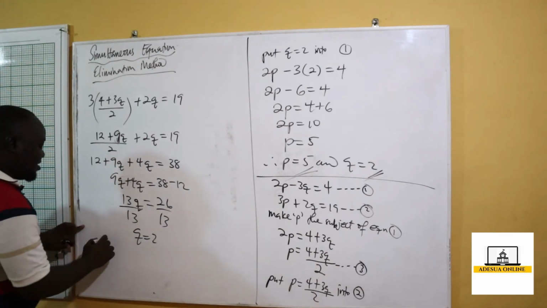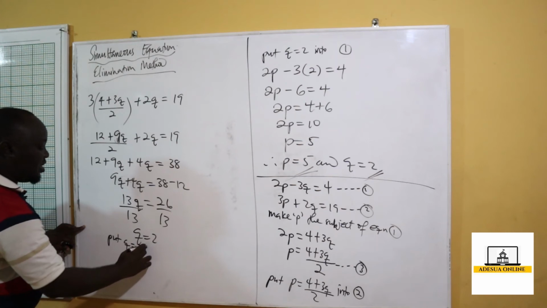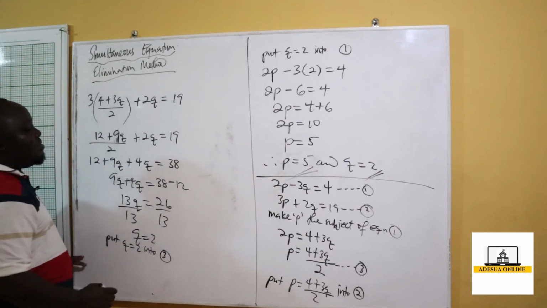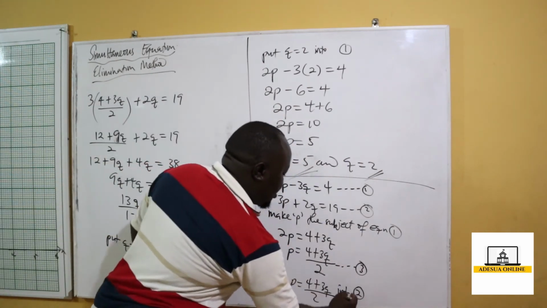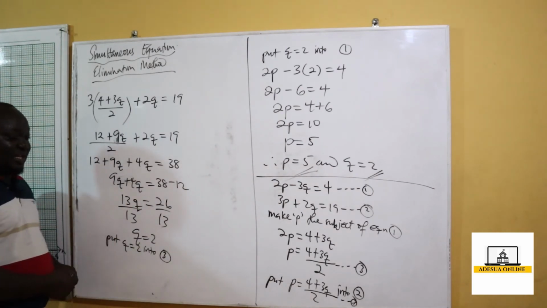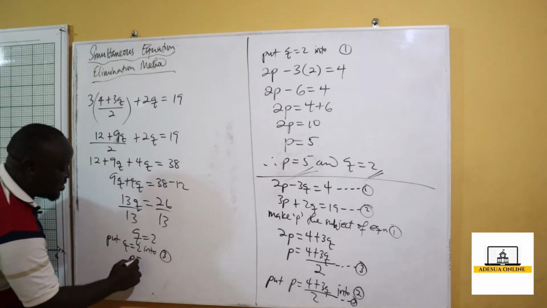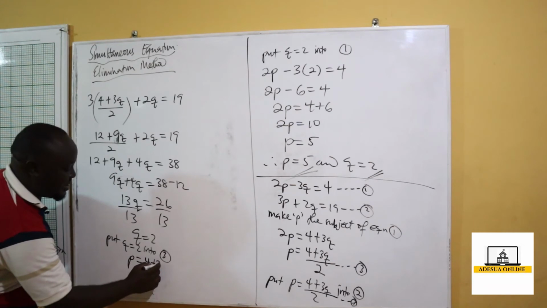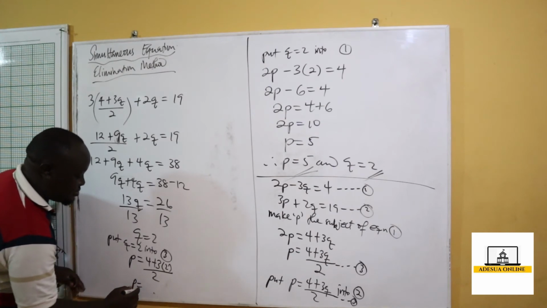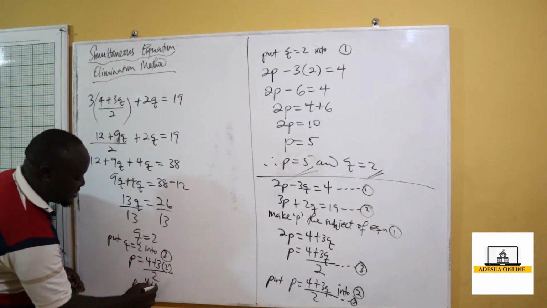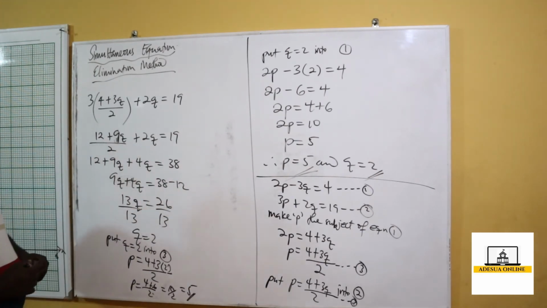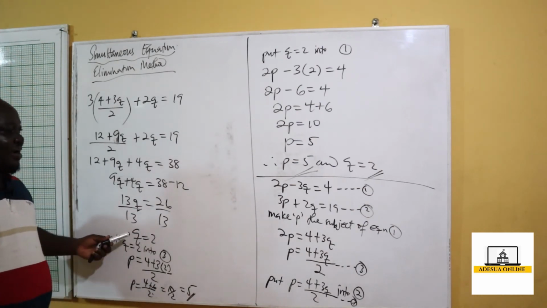So if we want P, we shall put Q equals 2 into equation 3. Let me make this equation 3. This is our equation 3, which we have P to be equal to this. P has already been made the subject, so we just put it inside to get the value of P. So we have P is equal to 4 plus 3 times our Q, which is 2, all over 2. So therefore our P becomes 4 plus 3 times 2, 6, over 2, which becomes 10 over 2, which is equal to 5. So we could say that our P is equal to 5, and then our Q equals 2.